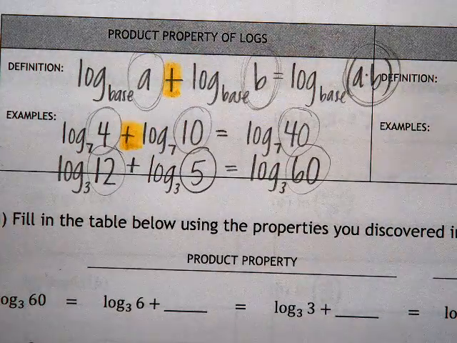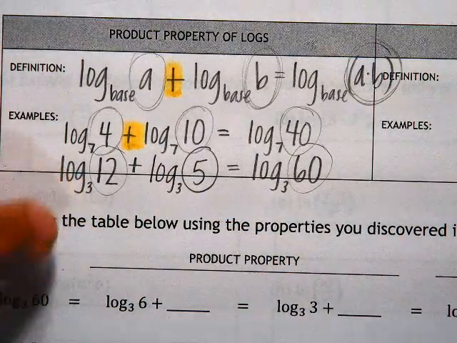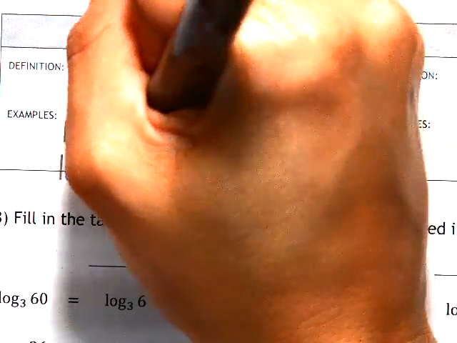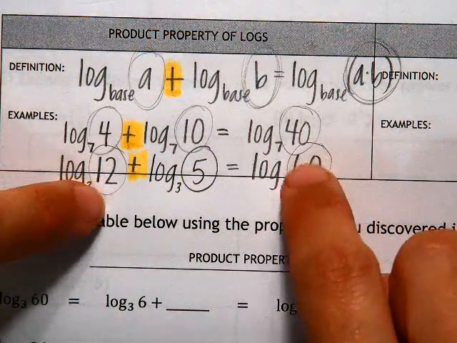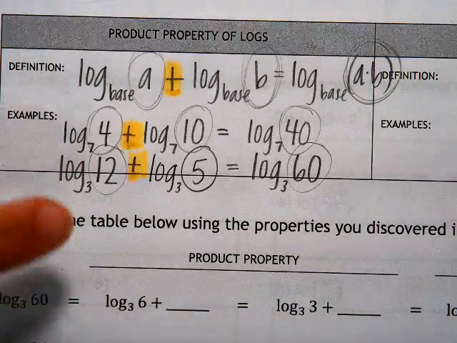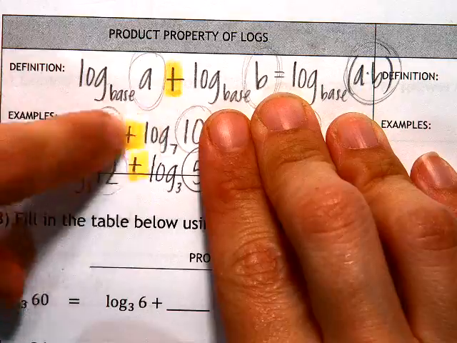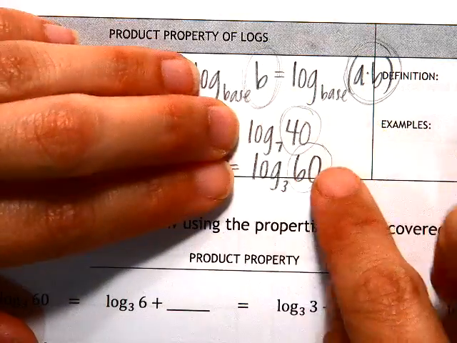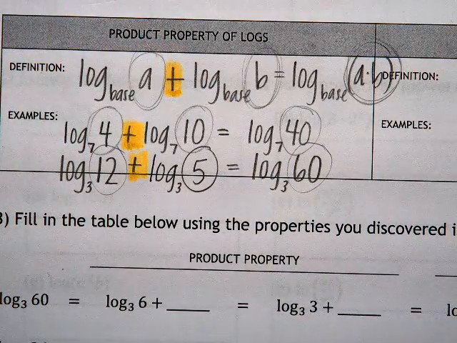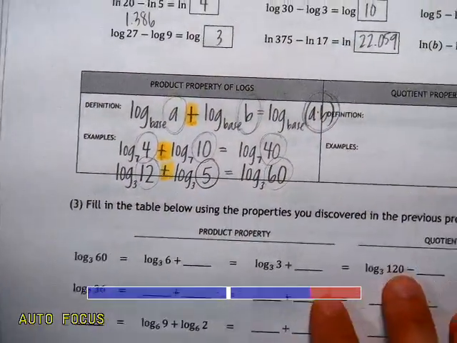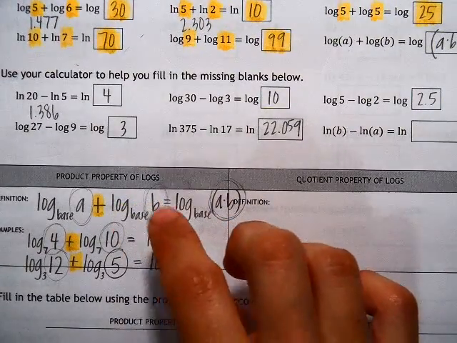So the product property has lots of flexibility, but generally the point still stands. If you have two logs being added together, you would multiply their contents, so multiply what's inside of the logs, and join it together into one single log. We call this the process of condensing. We're taking two separate logs with smaller pieces and condensing them down into one single log with a bigger value. So that's called condensing.